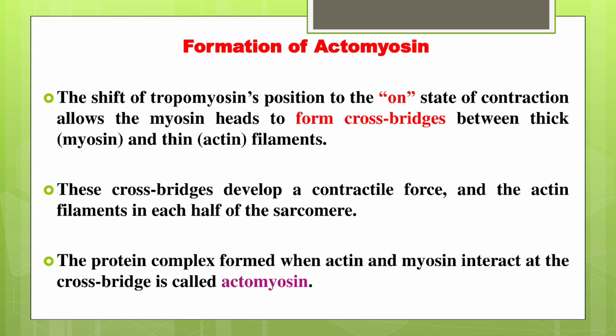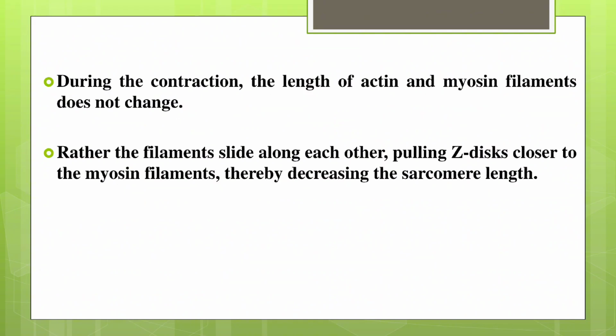Formation of actomyosin. The shift of tropomyosin's position to the on state of contraction allows the myosin heads to form cross bridges between thick, that is, myosin, and thin, that is, actin filaments. These cross bridges develop a contractile force on the actin filaments in each half of the sarcomere. The protein complex formed when actin and myosin interact at the cross bridge is called actomyosin. During contraction, the length of actin and myosin filaments does not change. Rather, the filaments slide along each other, pulling Z discs closer to the myosin filaments, thereby decreasing the sarcomere length.